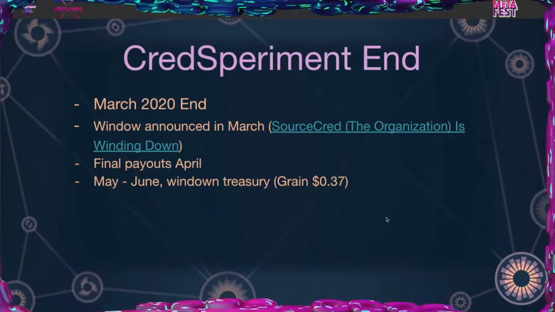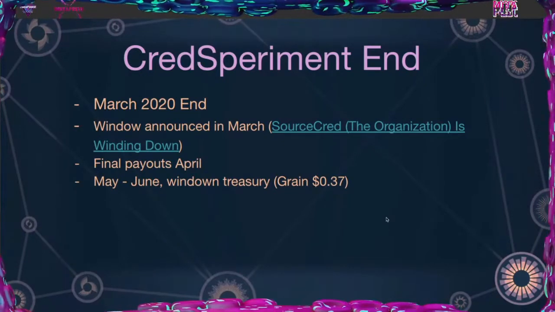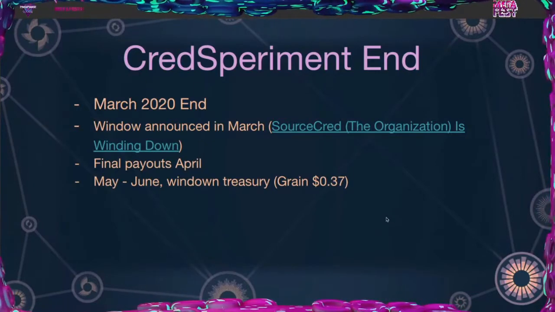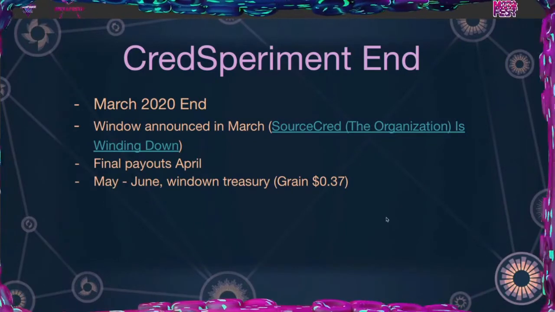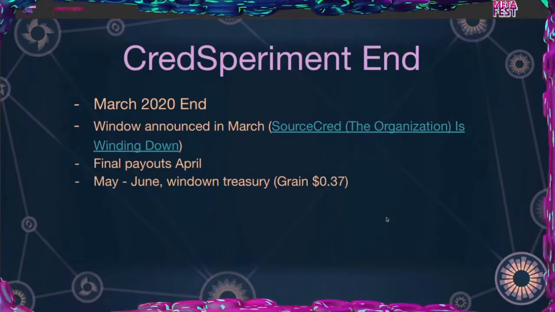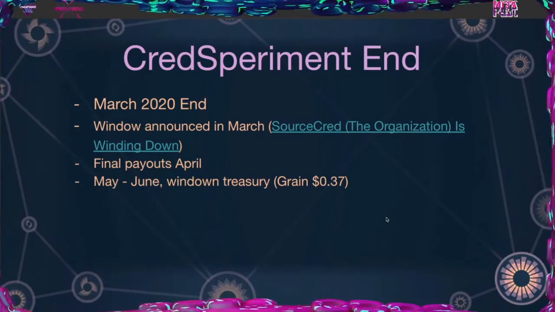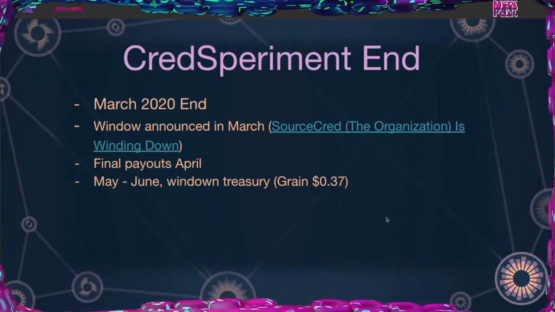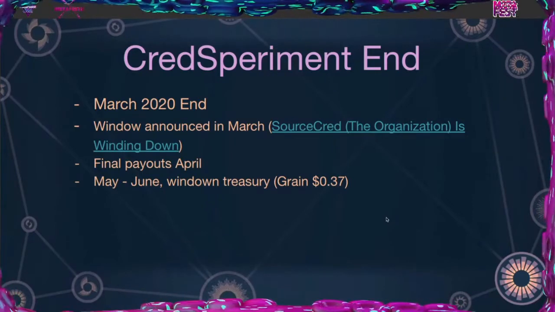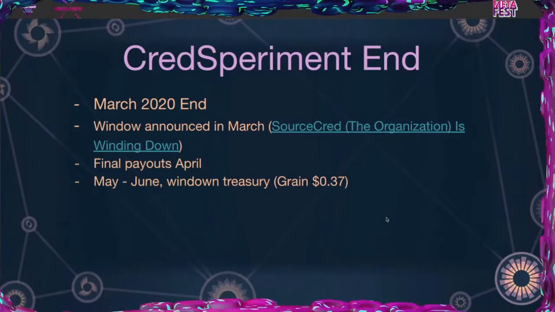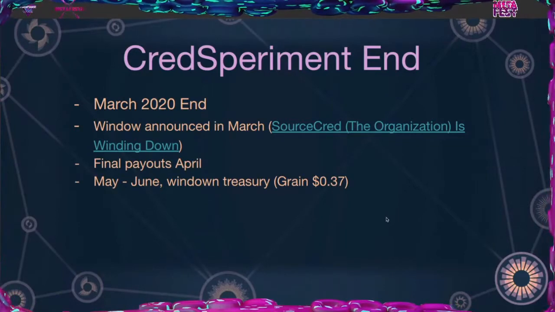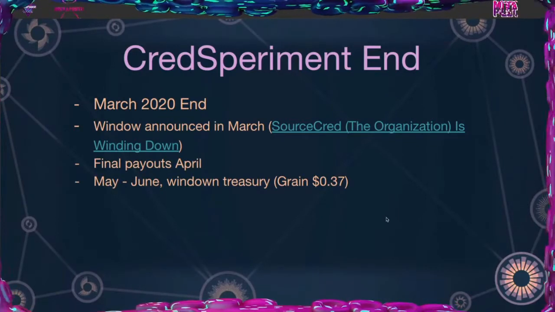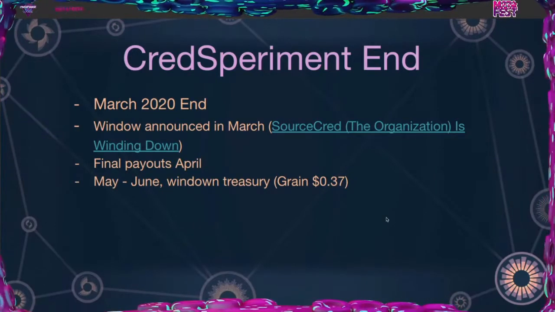Basically, we realized that we couldn't meet the promises that we were making for this money, and so we made the very sad decision to wind down the org, as we really didn't see a path forward to getting alternative sources of funding. The final payouts for the Cred Experiment went out in April, and we spent the last couple of months winding down the treasury, eventually Grain being redeemed for 37 cents on the dollar, and paying off liabilities.